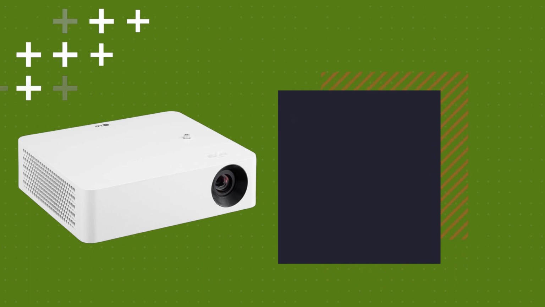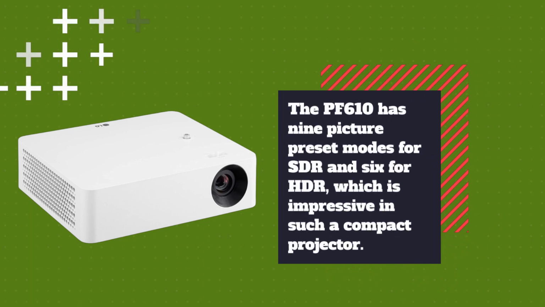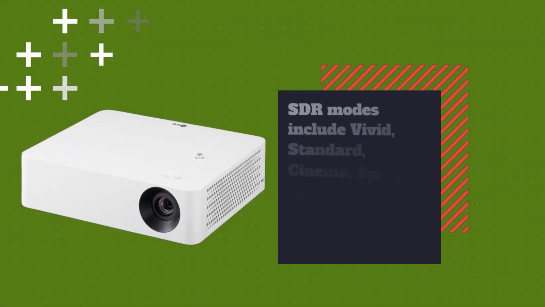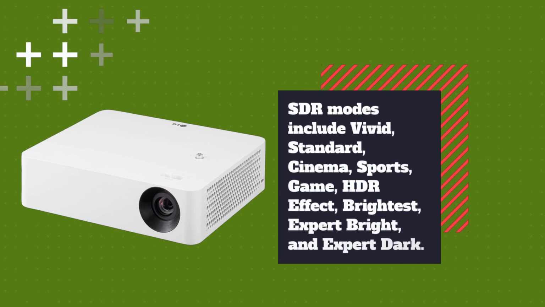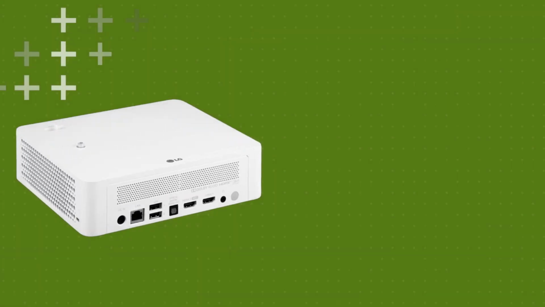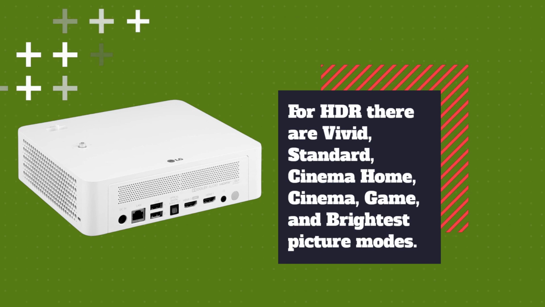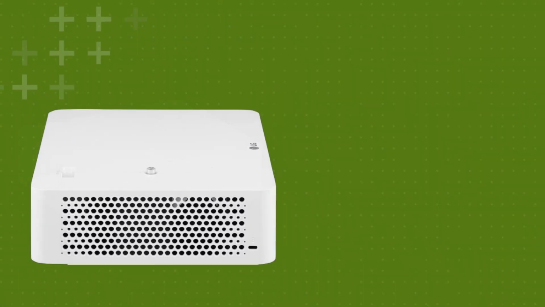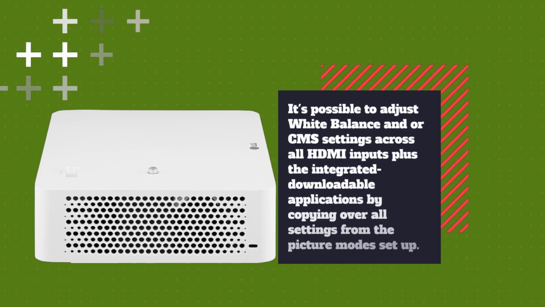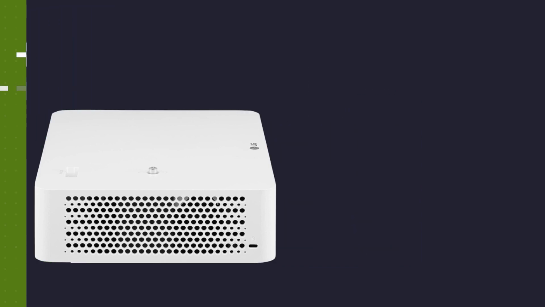The PF610 has 9 picture preset modes for SDR and 6 for HDR, which is impressive in such a compact projector. SDR modes include Vivid, Standard, Cinema, Sports, Game, HDR Effect, Brightest, Expert Bright, and Expert Dark. For HDR, there are Vivid, Standard, Cinema Home, Cinema, Game, and Brightest picture modes. It's possible to adjust white balance and/or CMS settings across all HDMI inputs, plus the integrated downloadable applications, by copying overall settings from the picture mode setup.